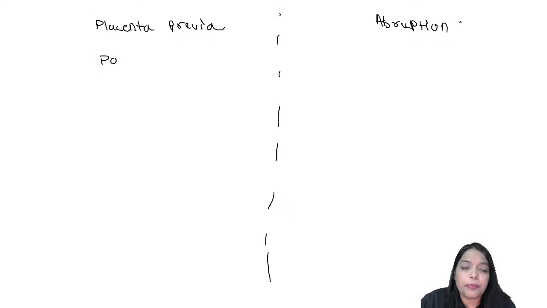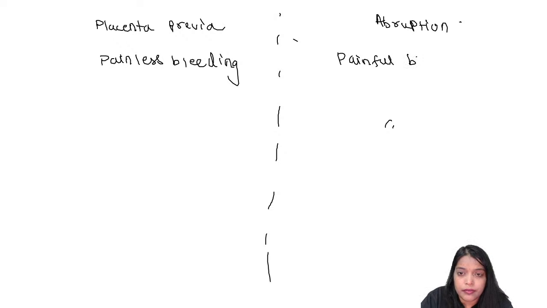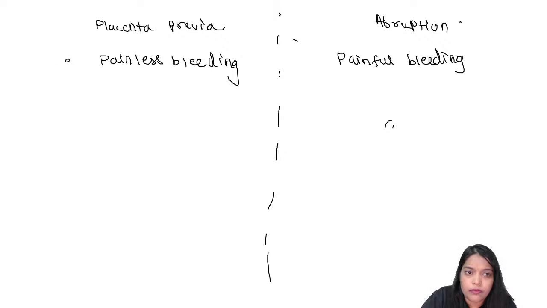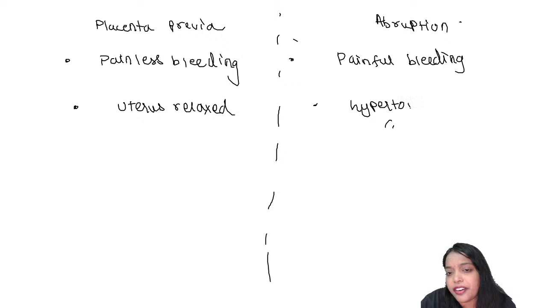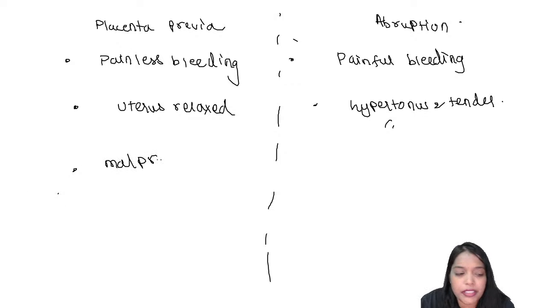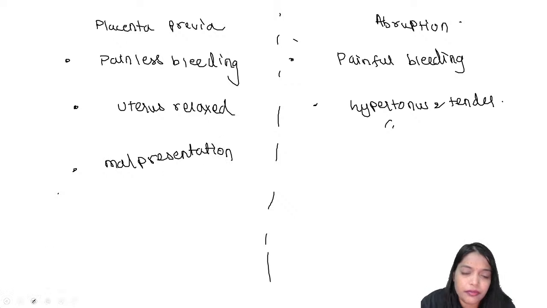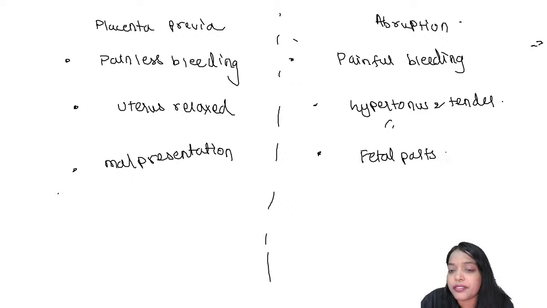Right. So placenta previa is painless bleeding. Abruption is painful bleeding. Next, in placenta previa the uterus is relaxed; in abruption, uterus hypertonus and tender. Malpresentations are frequent with placenta previa. We don't see much malpresentations in abruption, but fetal parts are not palpable because of the excess contraction.